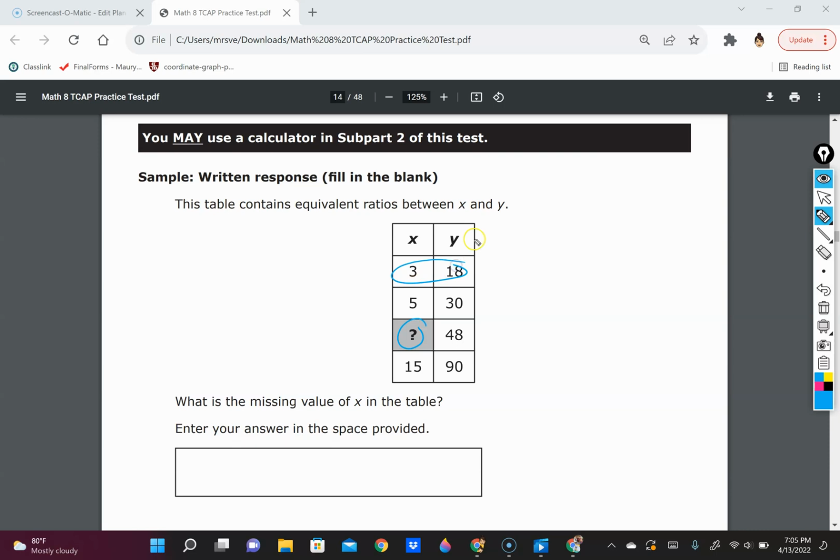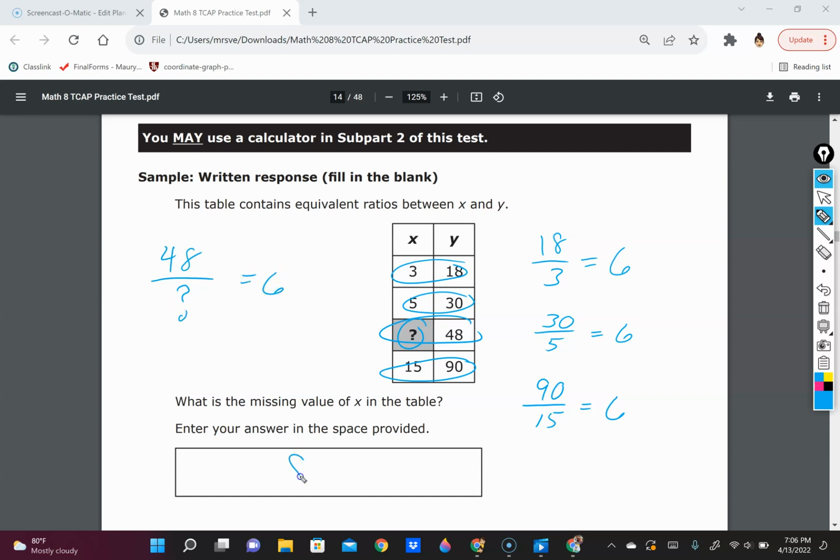If you take the ratio 18 divided by 3, that gives you 6. If you continue that pattern, you will have the same ratio as 6. So 48 divided by what gives us 6? And that'll be 8, because 8 times 6 gives us 48.